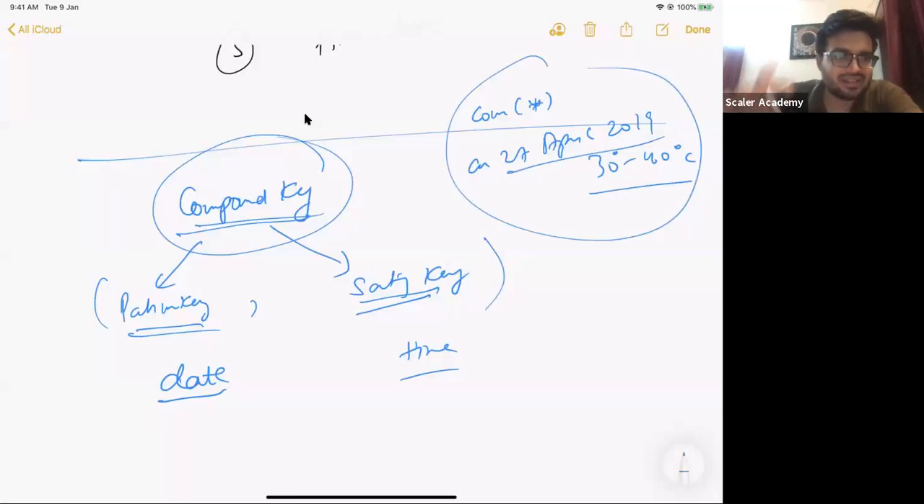Now let's assume there is some other query as well, which is not the most commonly asked query. This is the kind of query where you want to figure out the number of minutes on 27th April 2019 in which the temperature was 30 to 40 degrees Celsius. Can somebody help me with this? Would anybody want to volunteer?